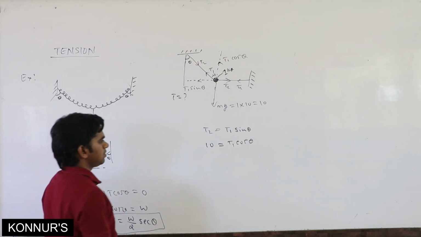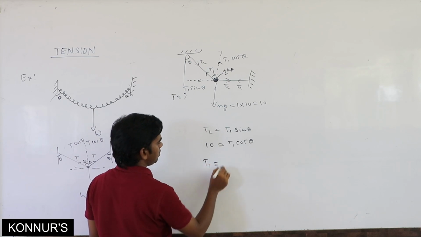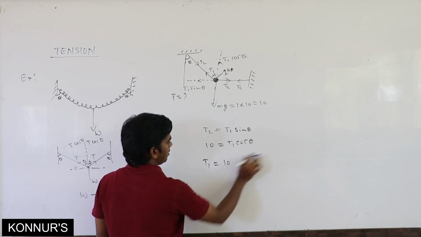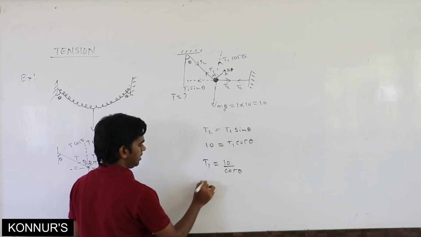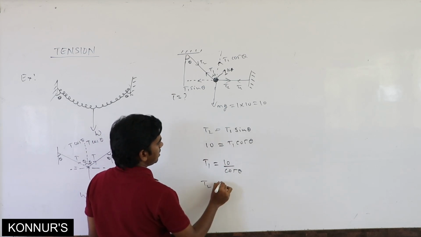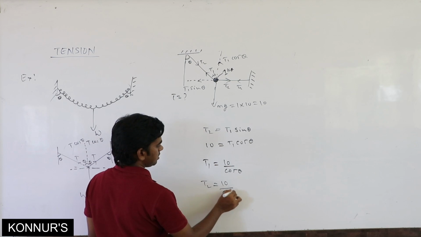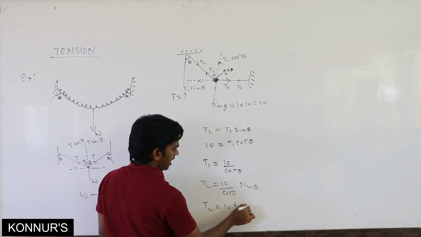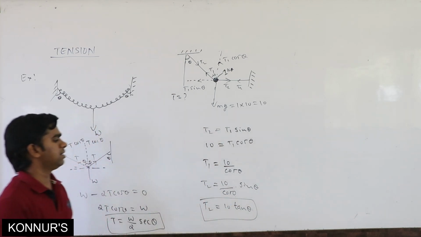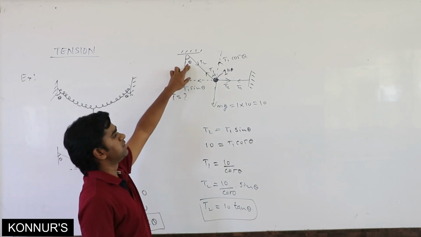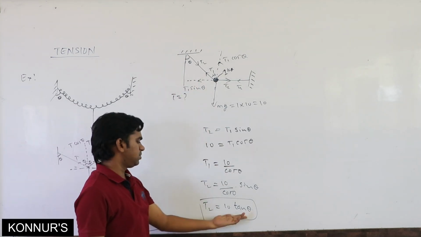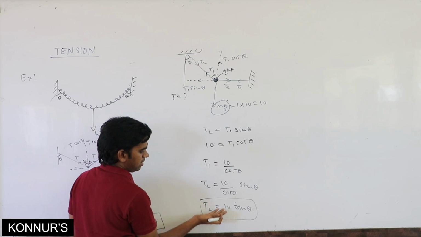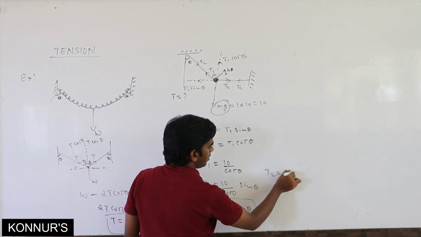In this case, T1 is going to be 10 divided by cos theta. So T2 is T1 times sin theta, which is 10 by cos theta into sin theta. So your T2 will become 10 tan theta. This is how we can do that. If they give the angle also, say 30 or 60 or whatever, you can just substitute the values and you will get the answer. If you don't want 10, you can take the general formula and substitute mg also. So T2 will become what?